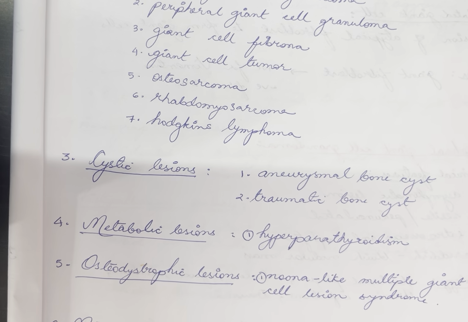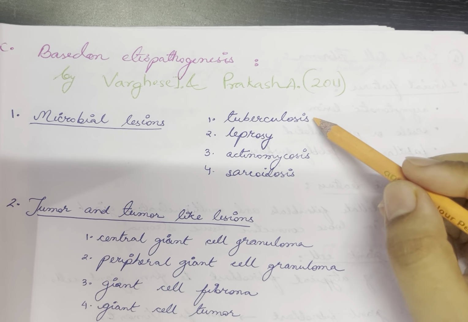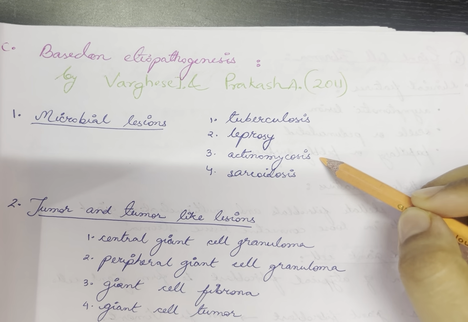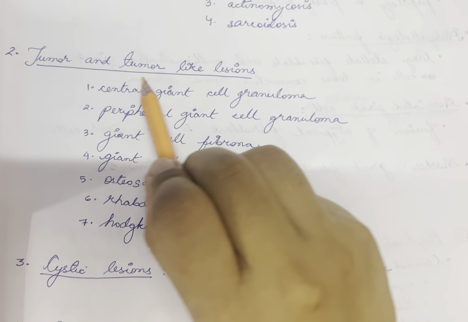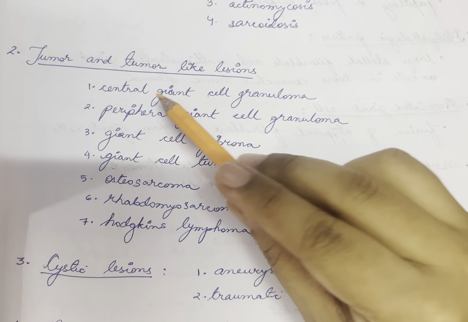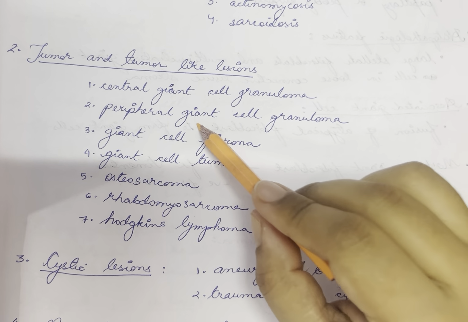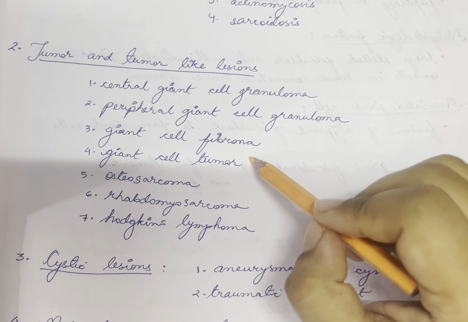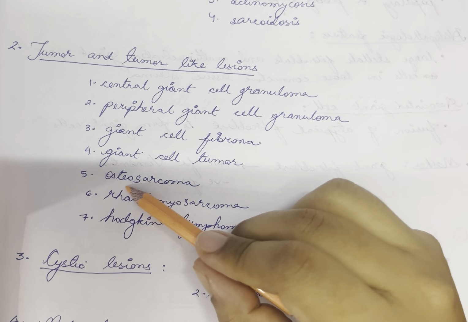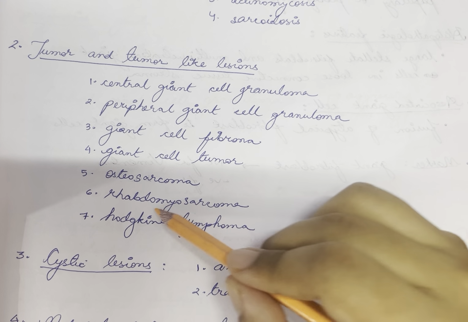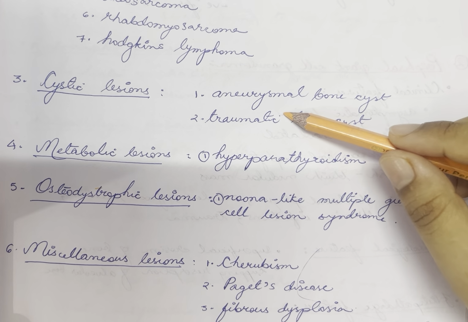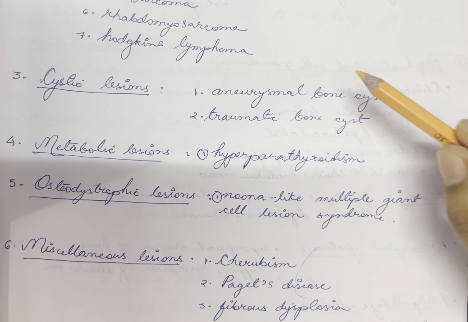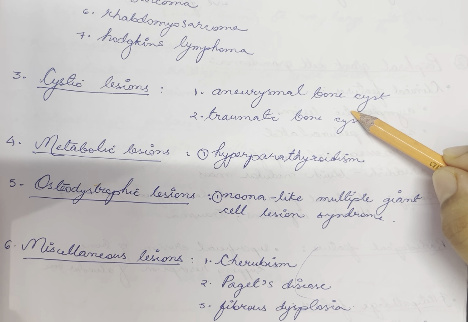So coming to microbial lesions. The microbial lesions are tuberculosis, leprosy, actinomycosis, and sarcoidosis. The tumor and tumor-like lesions are central giant cell granuloma, peripheral giant cell granuloma, giant cell fibroma, giant cell tumor, osteosarcoma, rhabdomyosarcoma, Hodgkin's lymphoma. Cystic lesions are aneurysmal bone cyst and traumatic bone cyst.